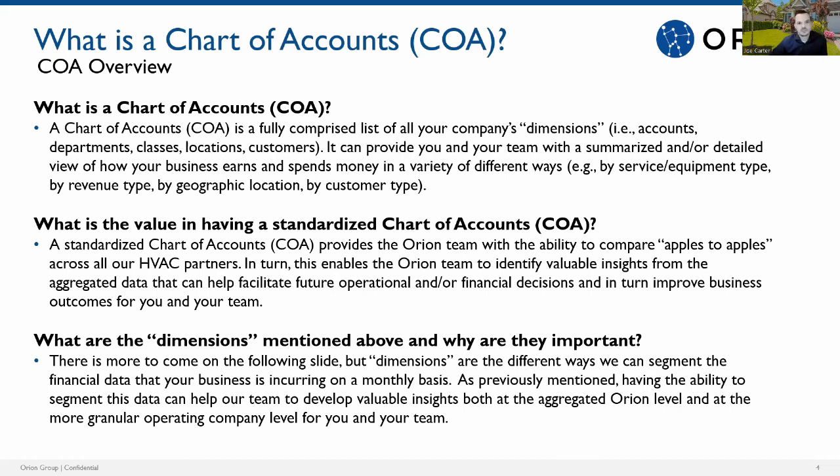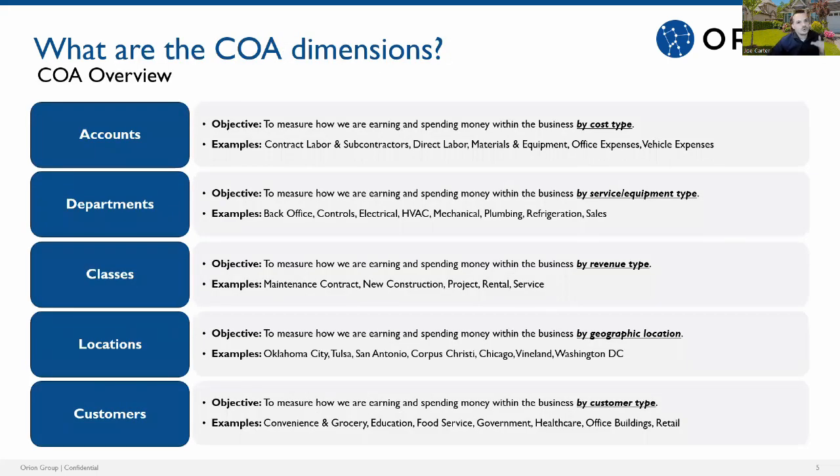The dimensions mentioned above are different ways that we segment financial data that your business is incurring on a monthly basis. As previously mentioned, having the ability to segment this data can help our team develop valuable insights both at the aggregated Orion level and at a more granular operating company level for you and your team. So here is a quick overview of the 5 different portions or dimensions of a COA.